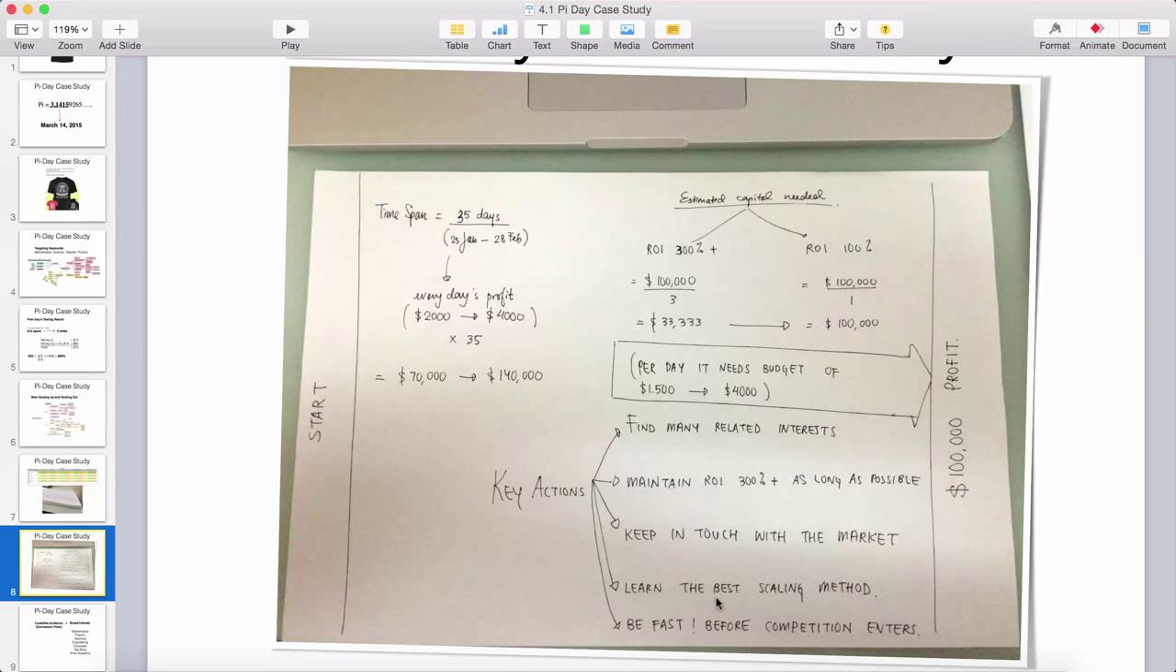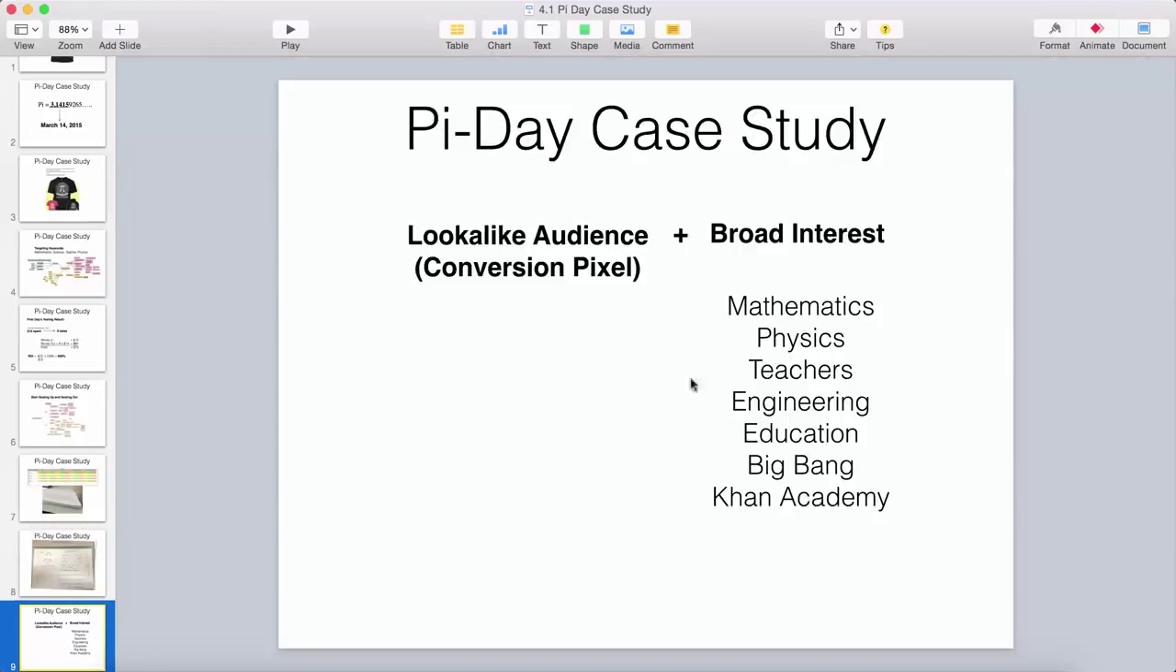But I ended up using the scaling method that I teach you in this course, and then be fast before competition enters. So at this point, I was at 3,000 to 4,000 sales, and the sales started to slow down. So the next day, I ran lookalike audience, and the sales started to pick up again. The lookalike audience helped increase the ROI to 320% for a few days before it started to drop again.